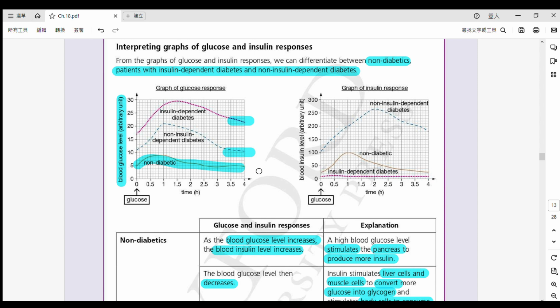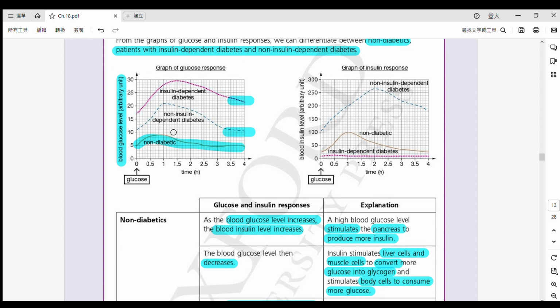Okay? So these two are quite similar, and based on this diagram only, we cannot tell which one is type 1, which one is type 2. Okay? We cannot tell from this diagram. So we need to look at one more diagram, and this time it is the blood insulin level. Okay? Normally, for a non-diabetic, a normal person, it should have a similar shape to the blood glucose level. Its shape should be similar to the blood glucose level. Okay?